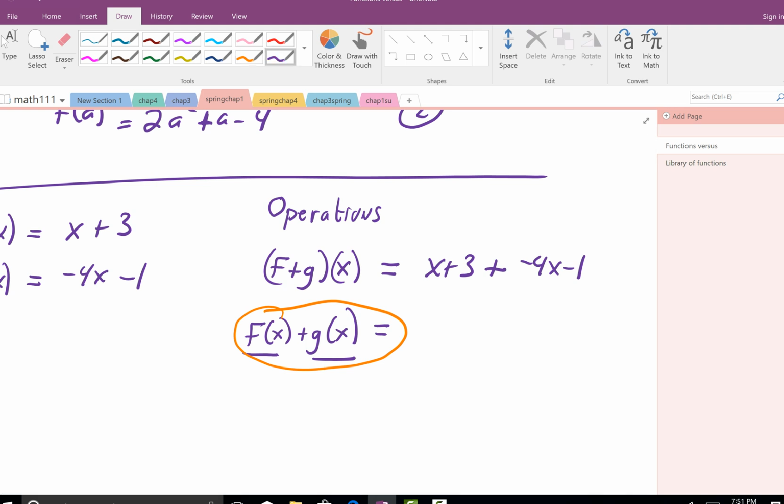Okay? So you'll see most of my stuff written like the bottom one there. It's the same darn thing. Now you got to finish it though. Okay, so we're going to add up our like terms. x and negative 4x, 3 and negative 1, and there's the answer. All right? But that's all you're doing. You're just adding, and the book does it one way. I kind of like to do it the other way.